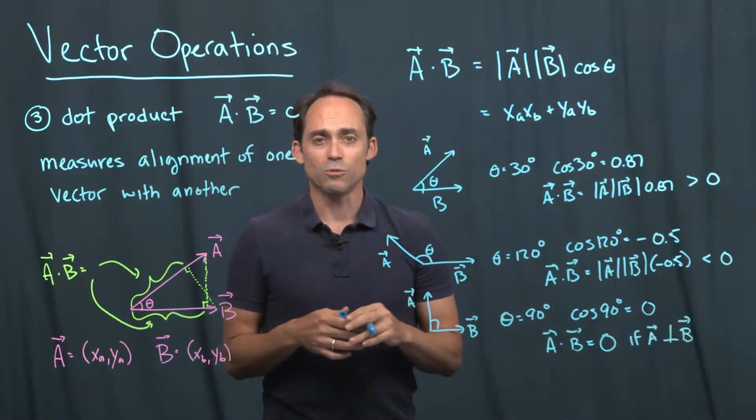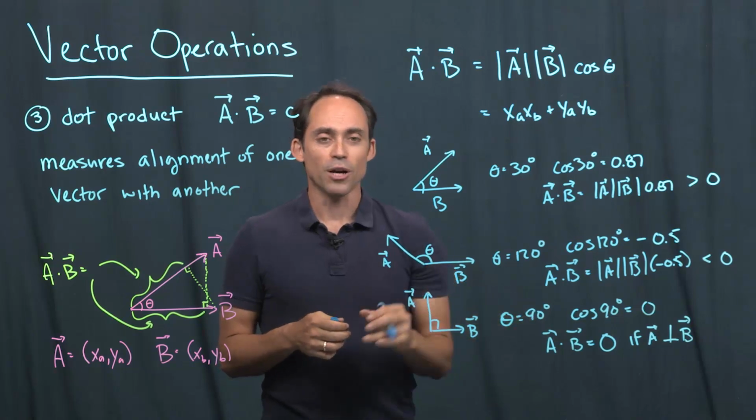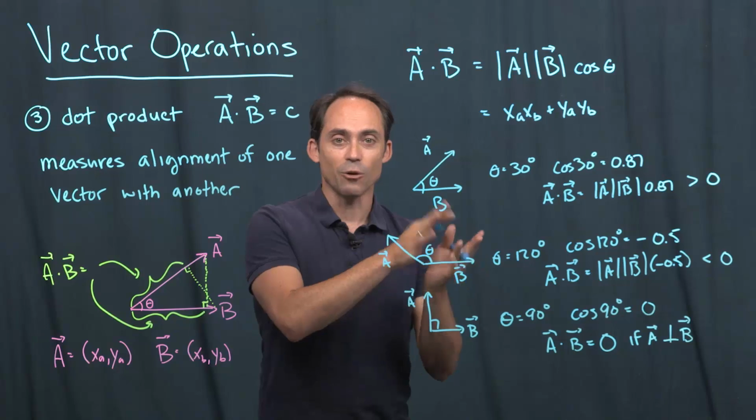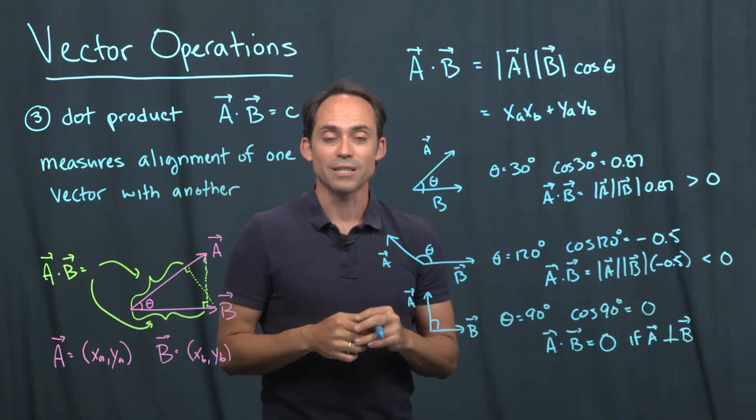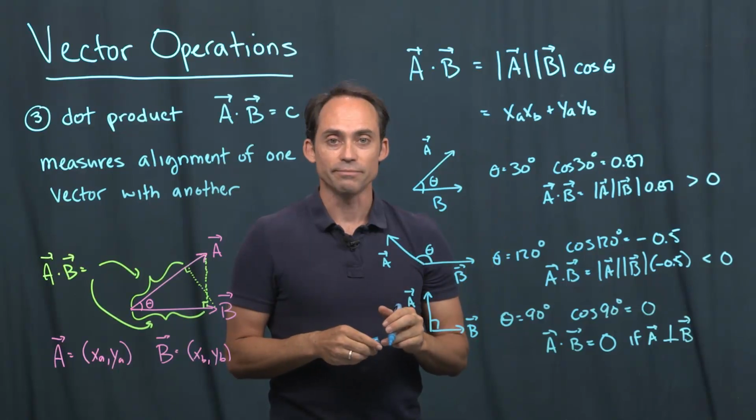So in addition to providing a way of multiplying or combining these vectors together, the dot product provides a way of determining if two vectors are perpendicular, parallel, or anti-parallel, and the degree of parallel and anti-parallel they are. And so that's one of the reasons the dot product is so useful.